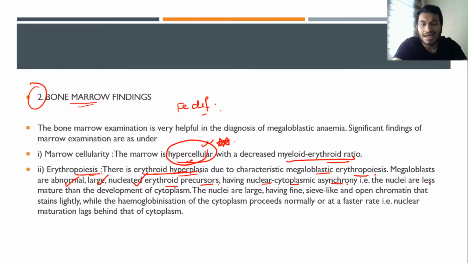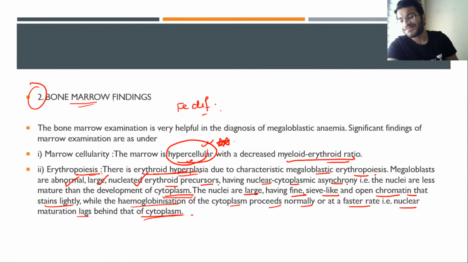That is, the nuclei are less mature than the development of the cytoplasm. The nuclei are large, having fine sieve-like open chromatin that stains lightly, while the hemoglobinization of the cytoplasm proceeds normally or at a faster rate. That is, nuclear maturation lags behind the cytoplasm.